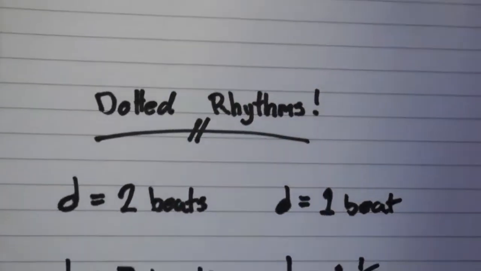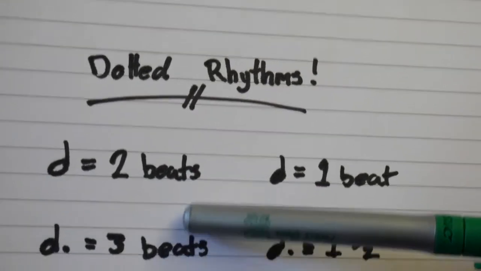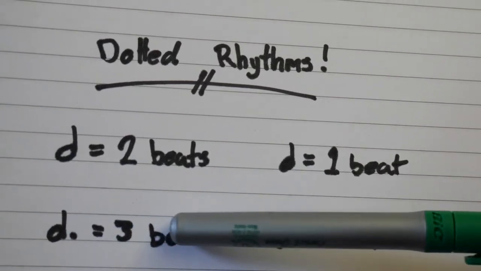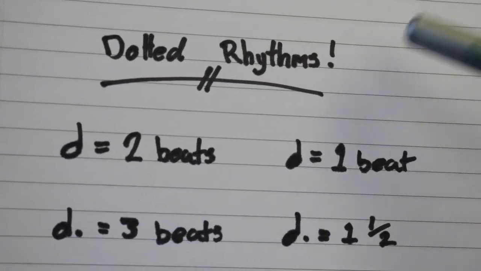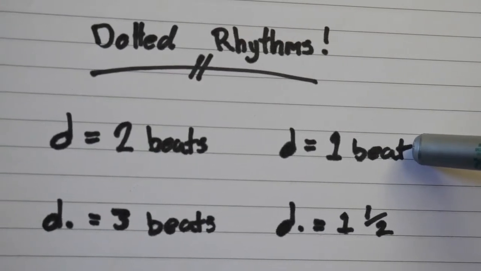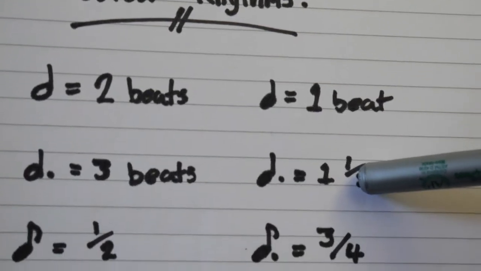So, for example, let's have a look at a minim here. A minim is usually worth 2 beats, okay? But if we add a dot to the minim, it becomes 3 beats. Alright, let's have a look at the crotchet. A crotchet is worth 1 beat. Let's say we want to extend that by half, we add a dot to it and it becomes 1.5.